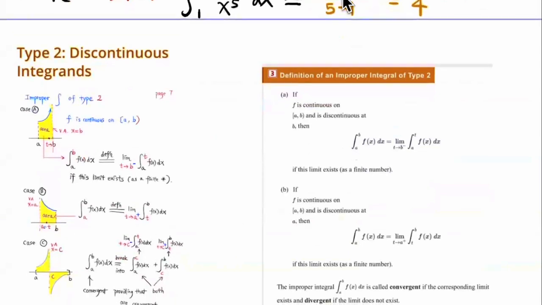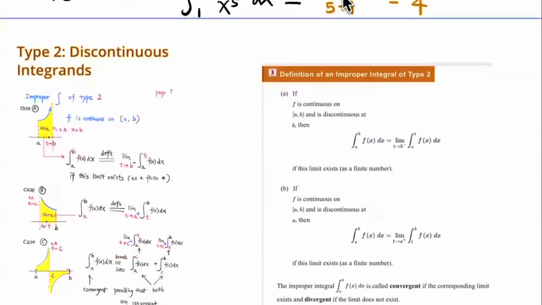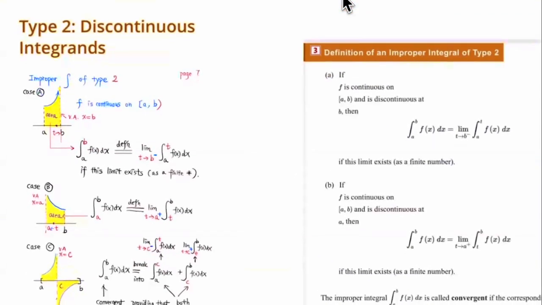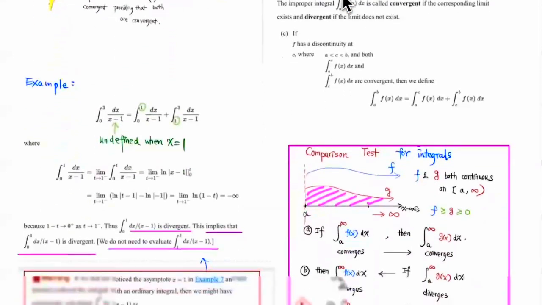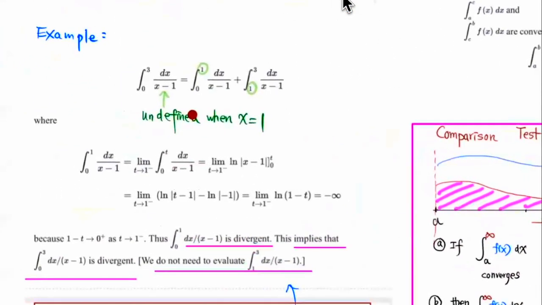The second type of improper integral is not that obvious. It's kind of hidden. When you have an infinite discontinuity at one of the ends, like this end or this end, or maybe in the middle, then there is an improper integral of type 2. For example, here's an example.